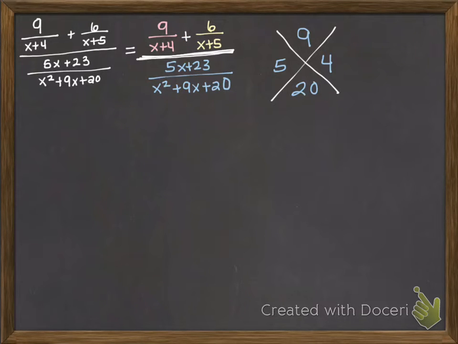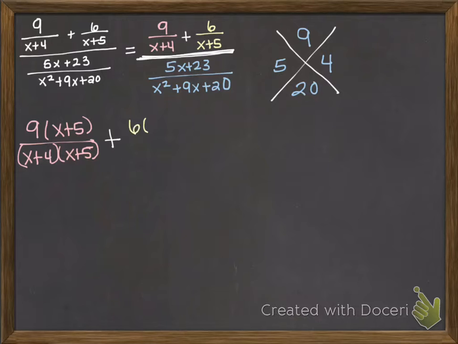I'm going to have pink, I think that's the same color, 9 times x plus 5 for the yellow denominator over x plus 4 times x plus 5 plus, we write that in white so we can keep track of what we're doing, and then in yellow I have 6 and then x plus 4 for the pink denominator divided by x plus 5 times x plus 4.